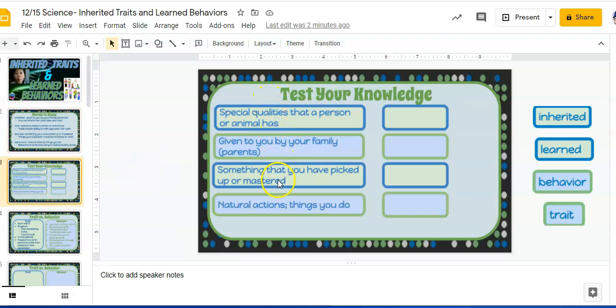going to look at each of these definitions and then pick the vocabulary word that would go with it. For example, special qualities that a person or animal has. Well, I know that is a trait, and so I would click on it, drag it, and drop it up there, and then do the same with the others.